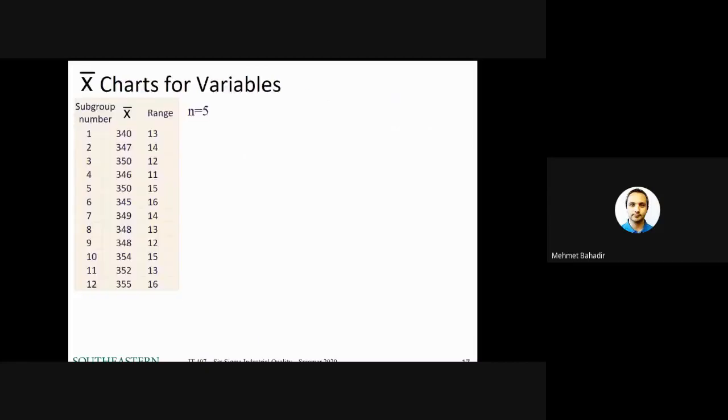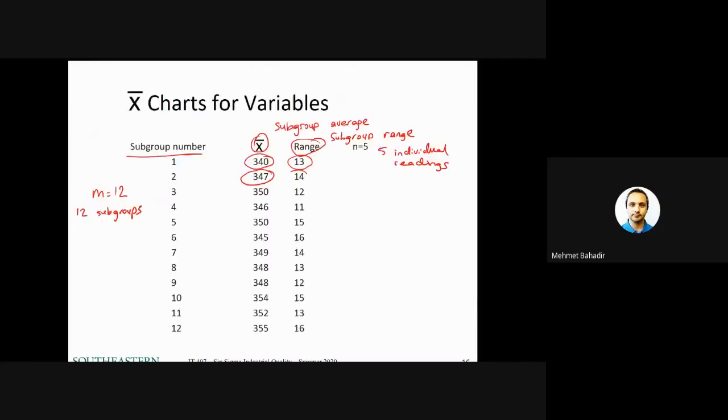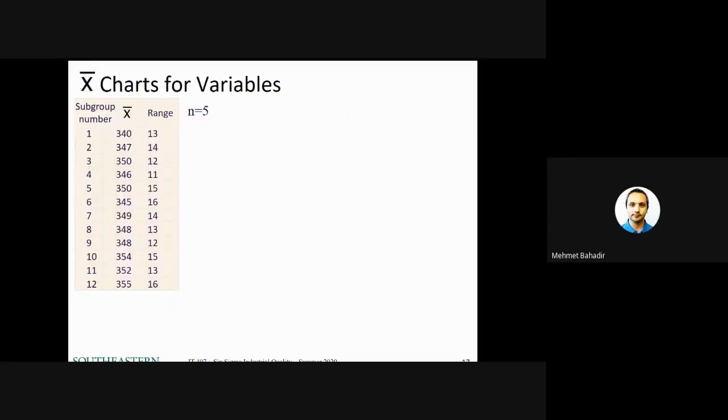So what is the next thing to do? We want to create a control chart. I have copied the same values here. From here, what I'm going to create is this chart: center line, upper control limit, and lower control limit, with the subgroup averages. The name of my chart is going to be X bar chart. Why do we call this X bar chart? Because we are going to place X bar values on this chart.